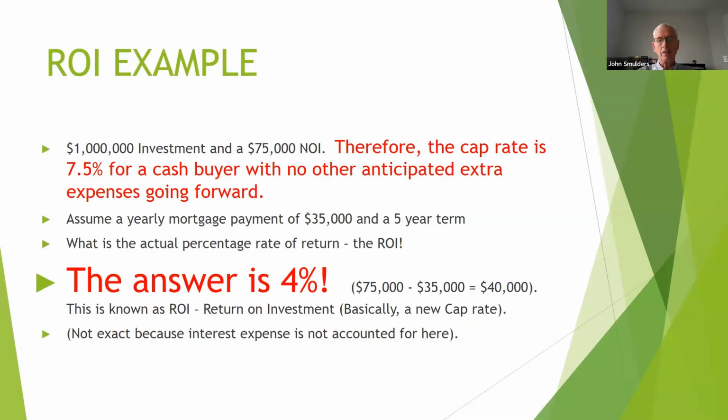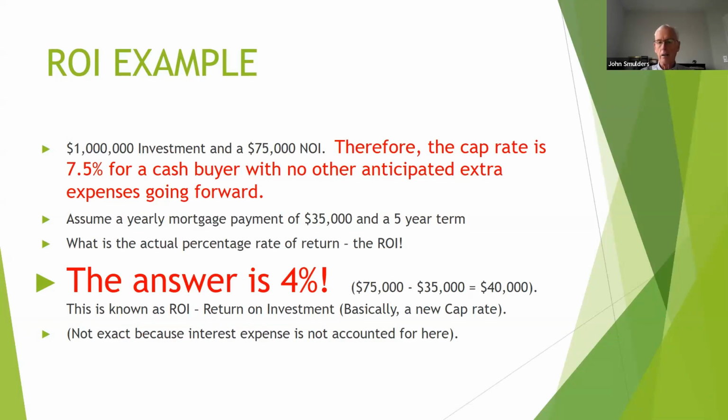But now we're going to change things up. We're going to assume a yearly payment of $35,000. That should actually say interest payment because that's what you can reduce. But either way, mortgage at 35 and a 5-year term. What is the actual percentage rate of return, the ROI? The answer is 4%.